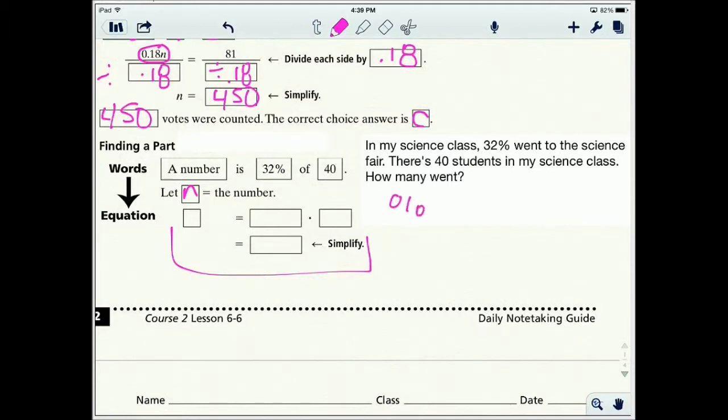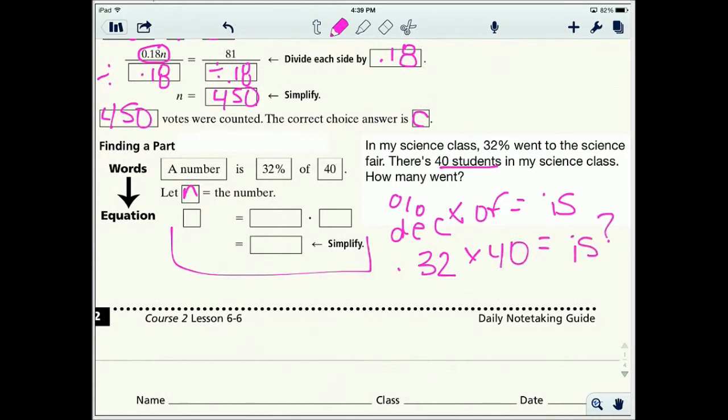I'm going to put percent as a decimal times the of equals the is. So if I set that up like that, I know the percent is 0.32. I know the of because I know my total. Remember, of is the total. My total right now is 40 students. What I don't know is the is, so that's going to be my question mark.